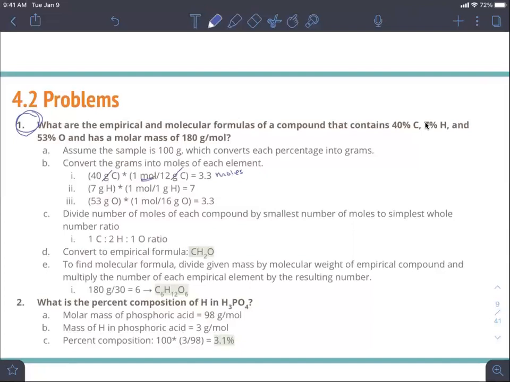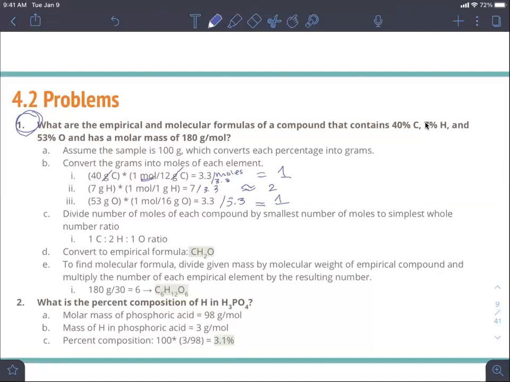So all you have to do here is divide all these by the smallest number of moles. In this case, that would be 3.3, 3.3, and 3.3. So then you would get 1 here, around 2 here, and 1 here. And so you have a 1-to-1 ratio. You can take that ratio and convert it directly to the empirical formula, which is CH2O. And then to find the molecular formula, you are given the molar mass.